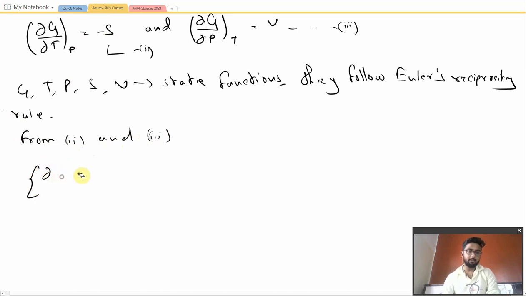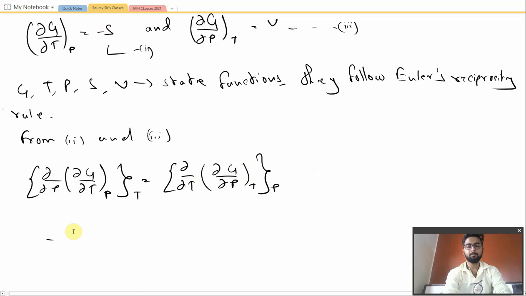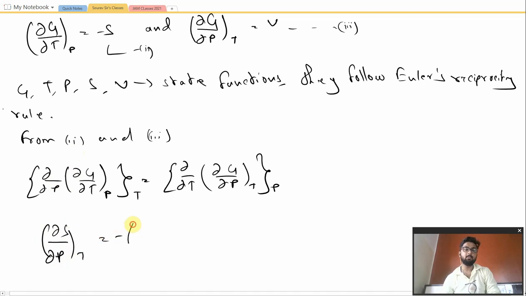Let me just write it down properly. Delta by delta P of delta G by delta T at constant P will be equal to delta by delta T of delta G by delta P at constant T. From the Euler's reciprocity rule, now putting the values from the above equations, we will be having minus of delta S by delta P at constant T is equal to delta V by delta T at constant P.